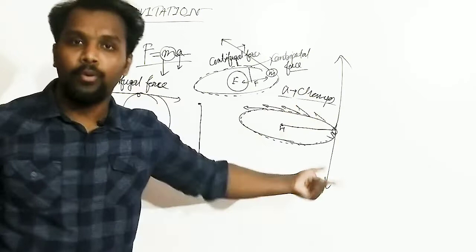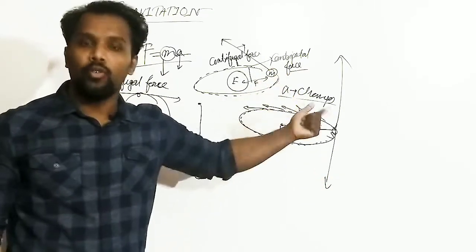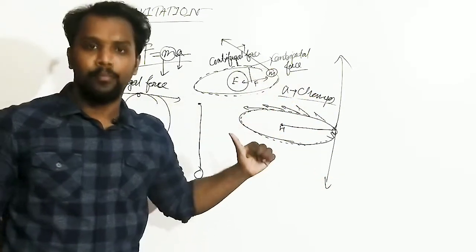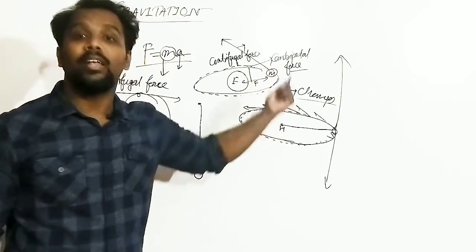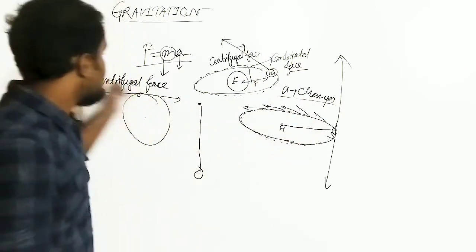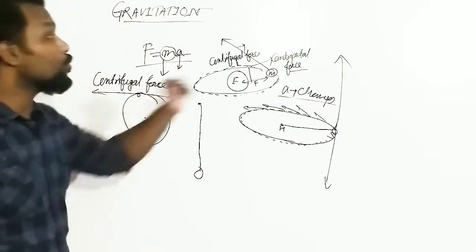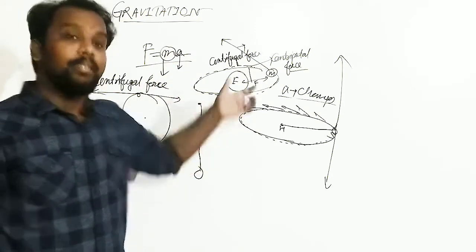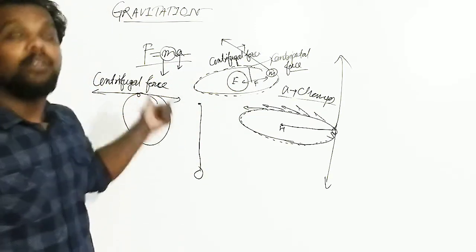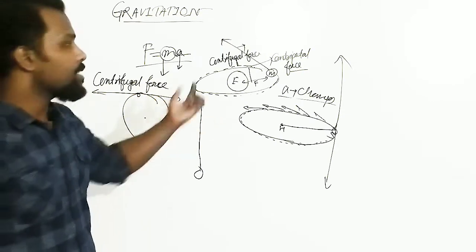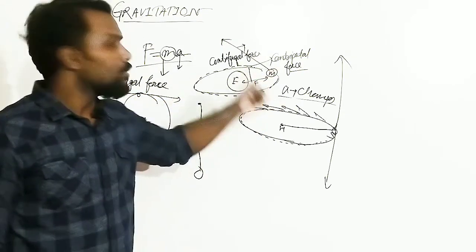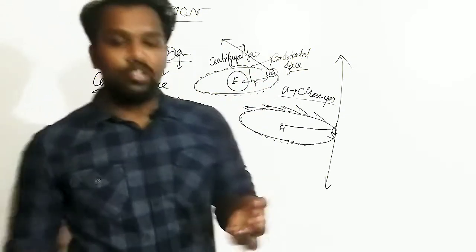That centrifugal force is completely opposite to centripetal force. What was centripetal force? Centripetal force is that force which has a tendency to move towards the center. That's why it is known as center-seeking force, right? That centrifugal force has a tendency to move away from the center. That's why this force is known as center-fleeing force. It has a tendency to flee away from the center. That is known as the centrifugal force.